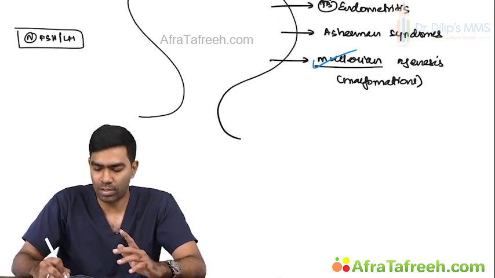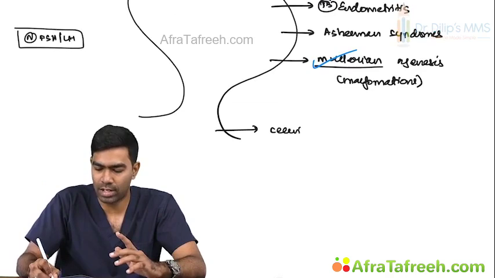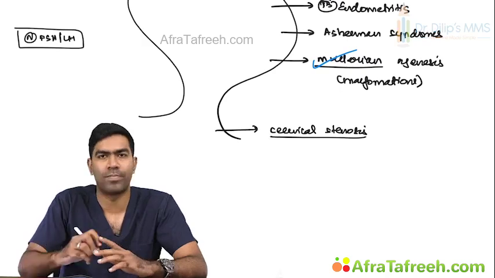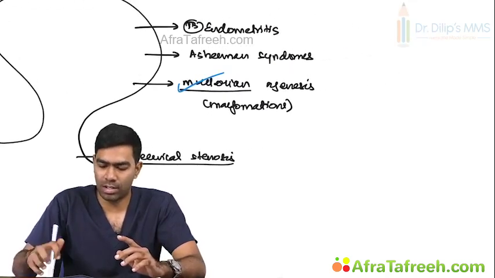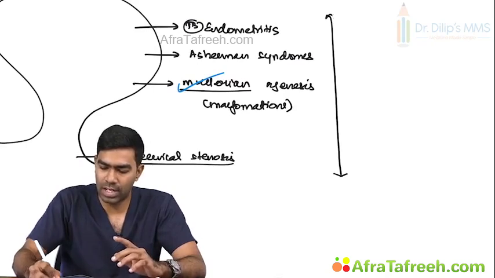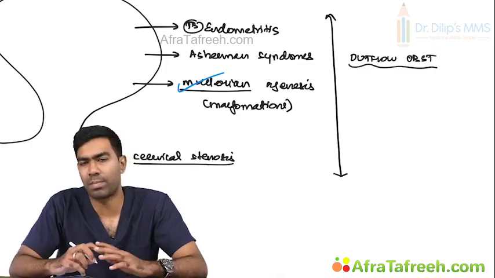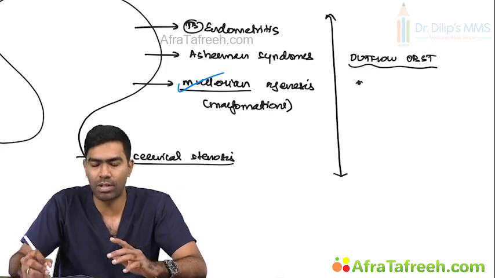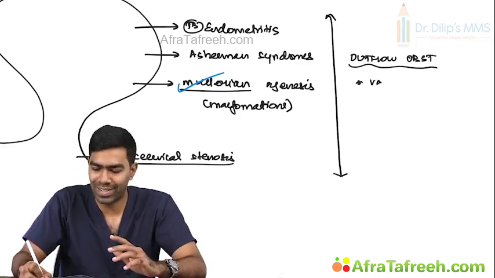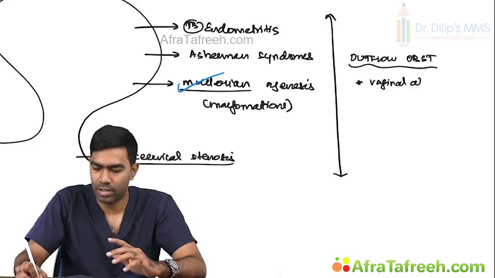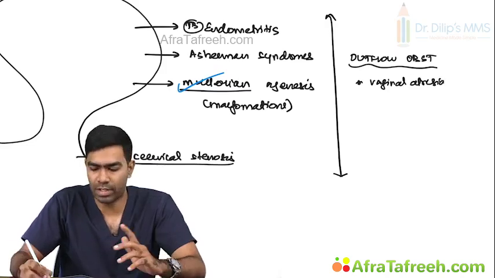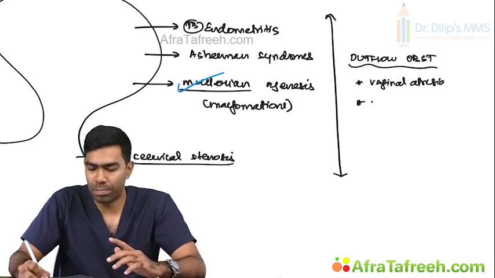And apart from the uterine causes, there can be some cervical causes like cervical stenosis, which can also result in amenorrhea. Apart from that, you may have conditions with outflow tract obstruction. This outflow tract obstruction can result in primary amenorrhea. For example, this can be due to vaginal atresia, but the uterus may be perfectly alright, or it can be due to imperforate hymen.